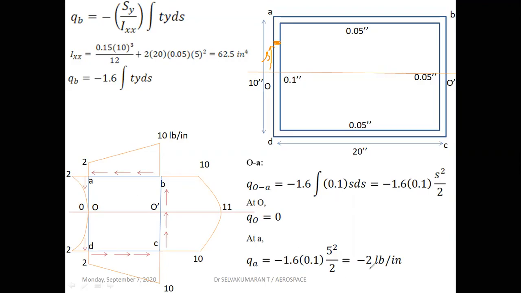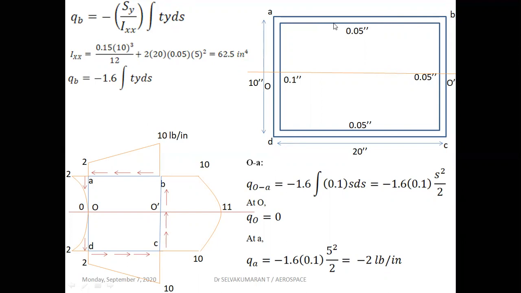Since I get a negative sign, it means that our shear flow direction will be opposite to the direction of S. You can see here, opposite to the direction of S. This is the S direction, and this is the shear flow direction after determining the numerical value. So now at A we have got the value.